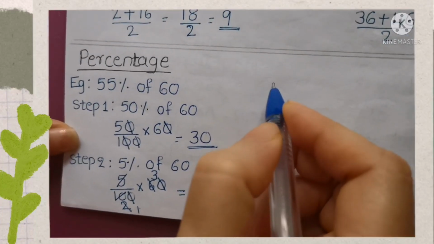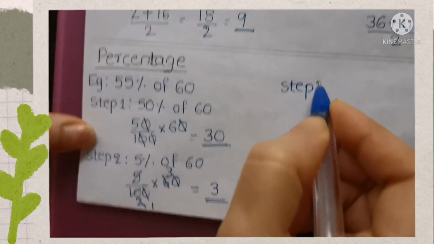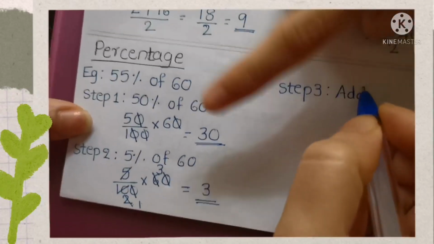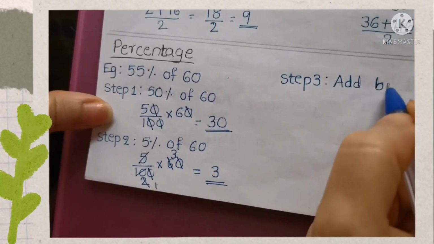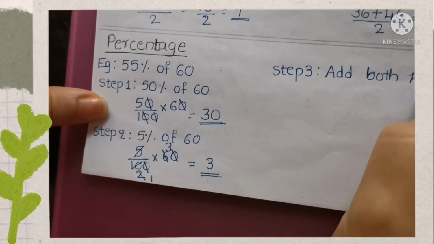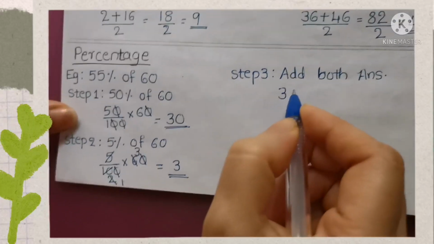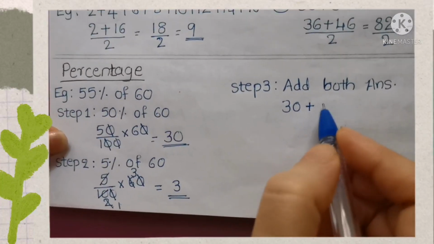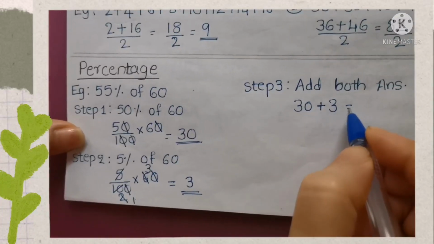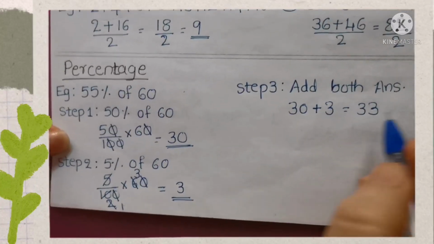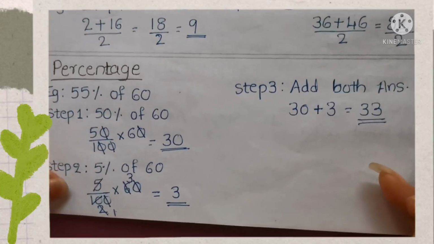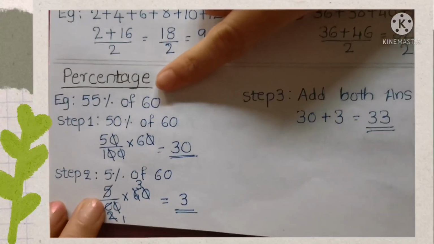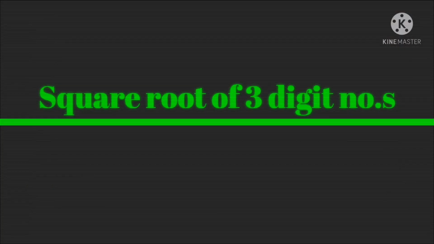So what is our step 3? In step 3, we have to add the step 1 answer, 30, with the step 2 answer, 3. After adding 30 and 3, we get the answer as 33. So 33 is the answer of 55% of 60. You can check the answer in a calculator. I am sure you will get the answer which I have got.